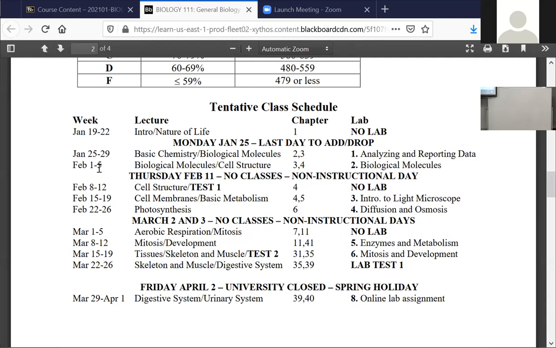Here we are, February 5th. We should have started cell structure. We might start that today. We're just a little bit behind the syllabus. So what I'd like to do for test one, I think we should move that to Monday, February 15th. So next week, we should be able to finish up cell structure and cell membranes, probably start cell membranes.